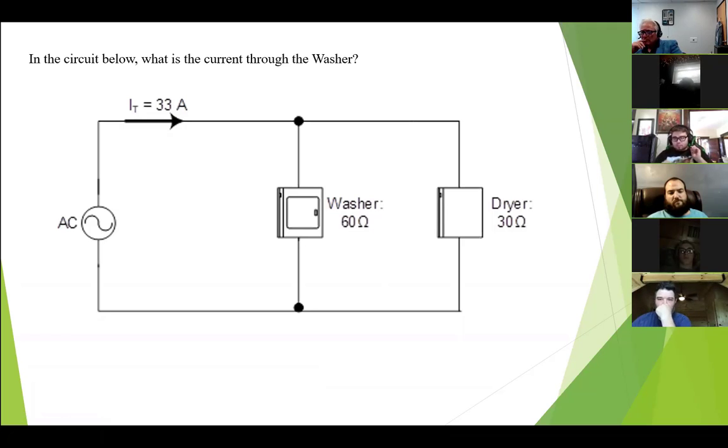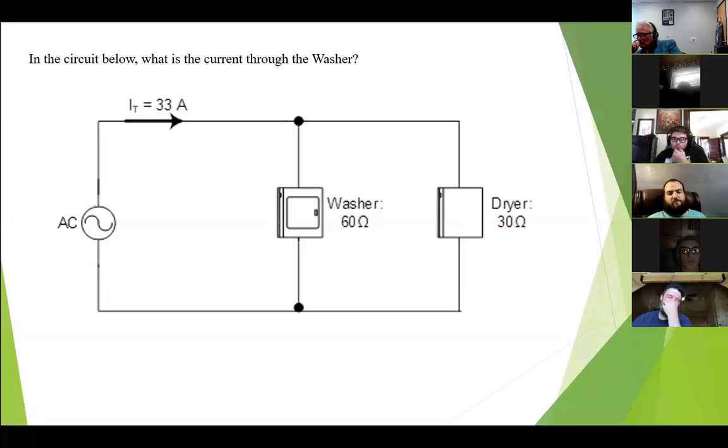11 amps. 11? Are you sure about that? Anybody disagree? Who said that? Tom? Tom, why do you say that? Because you put the inverse proportional amount of current through the circuit, depending on how much resistance there is.